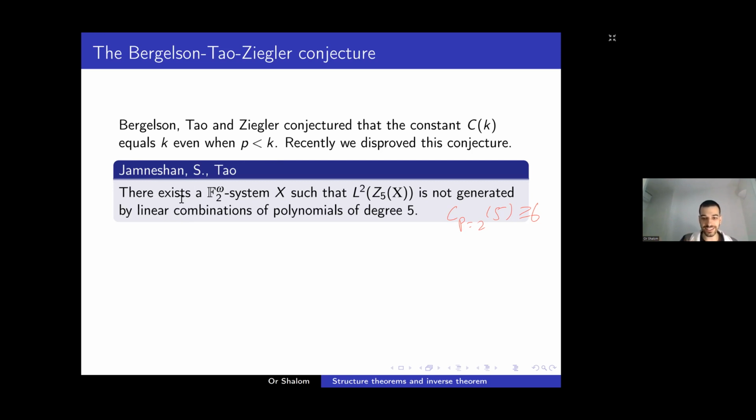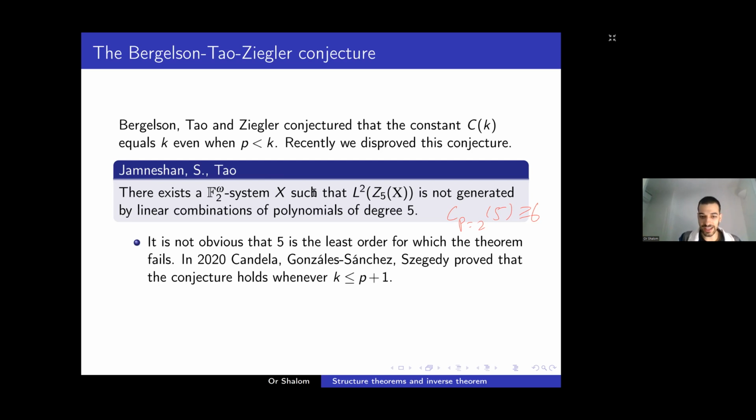And I stress this because finding examples of these systems, especially when the degree is very high, is very complicated. And here we didn't need to find such an example. We disproved some finitary result to which we could use the computer, and then deduced that the infinitary result must be incorrect. So we don't really have an example. We just have the existence of an example, just like some probabilistic method type argument.